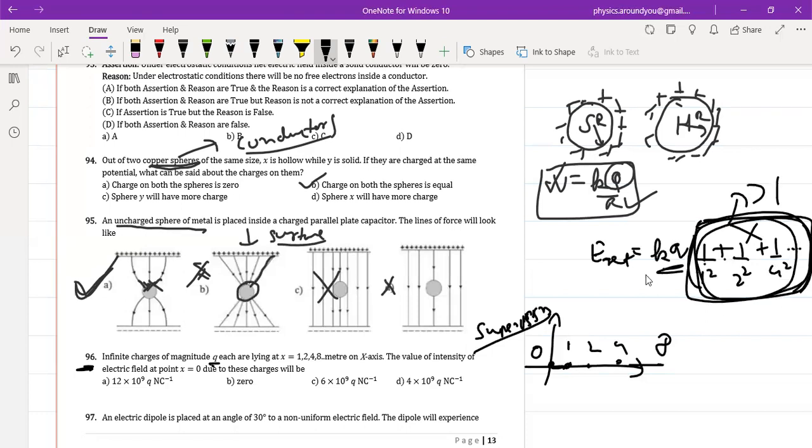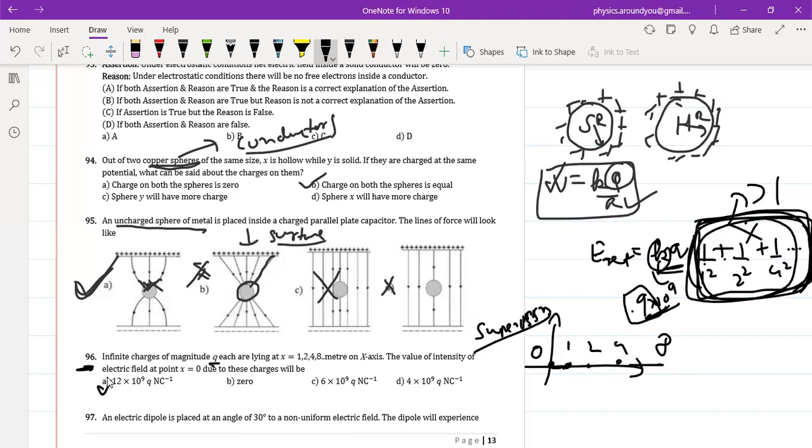And this K is 9 into 10 power 9. If this whole stuff is greater than 1 and K is 9 into 10 power 9, then whatever the answer is, it should also be greater than 9, because 9 is getting multiplied with something greater than 1. So 9 into something greater than 1 should be greater than 9. Look at the options. Which of them is greater than 9? Only A is greater than 9. Therefore, 96 goes with A.